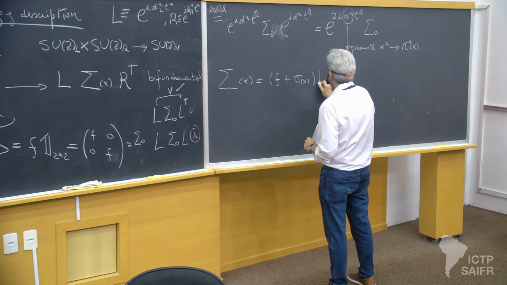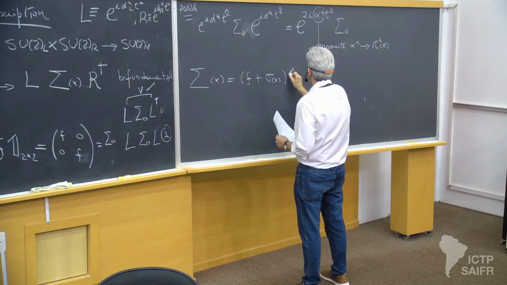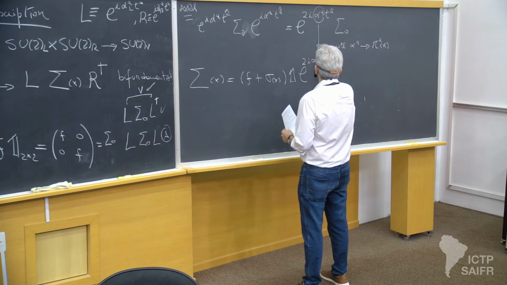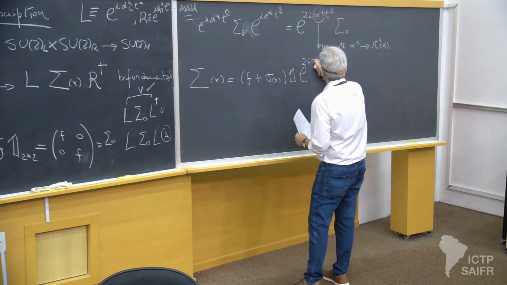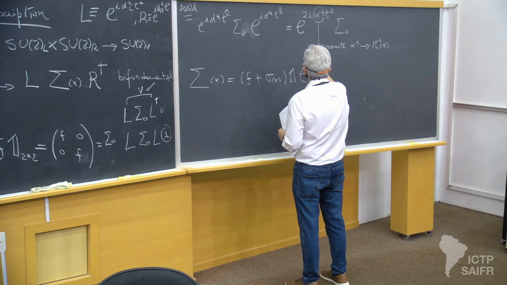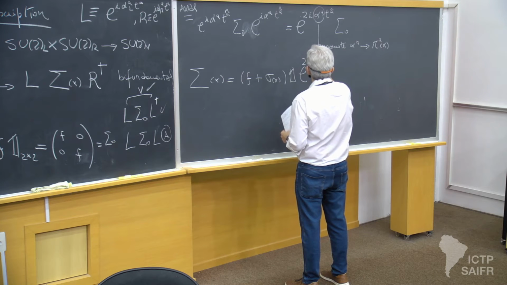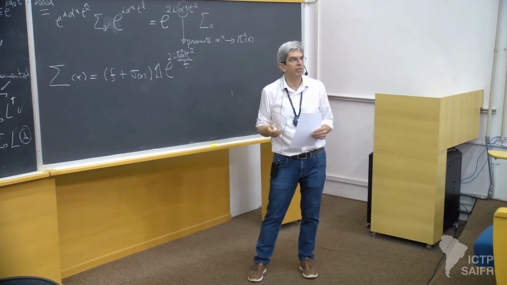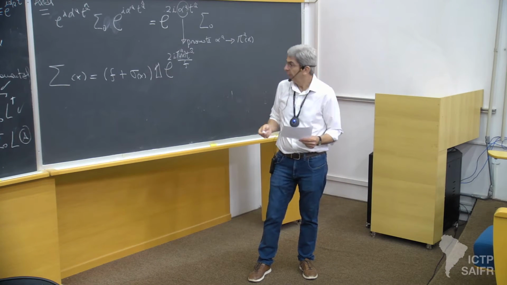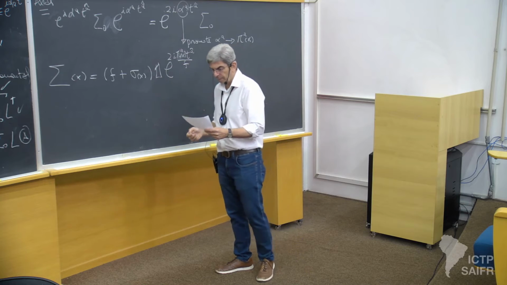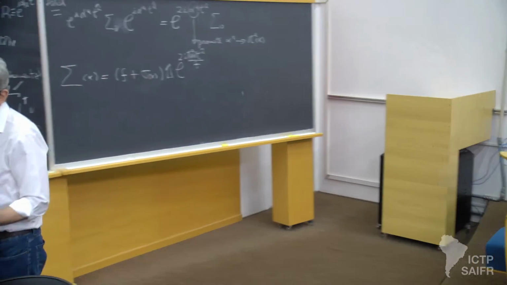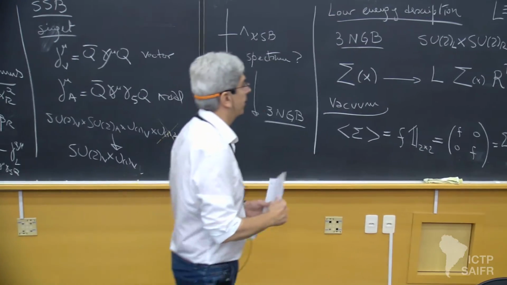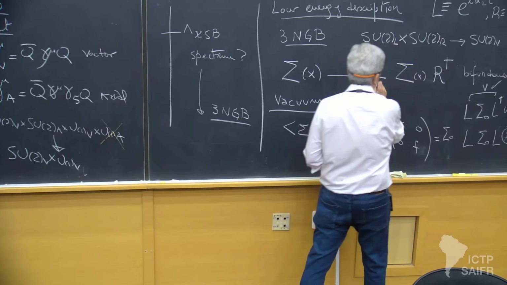Here, little sigma times the identity in 2 by 2, evidently, and e to the 2i alpha A T A, broken, where now alpha A goes to pi A. And since this is a field, I have to divide by the scale f to just cancel the units, okay? So now, this is going to be my field, and I'm going to build Lagrangians that are invariant under these transformations, okay?